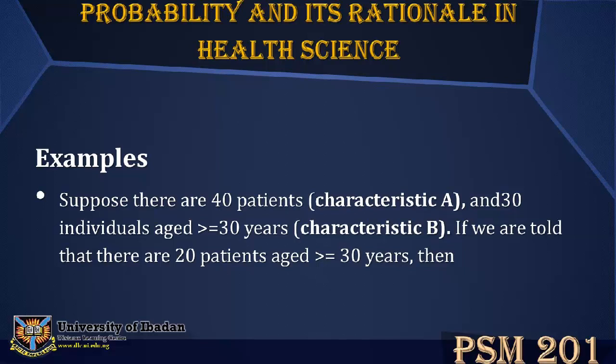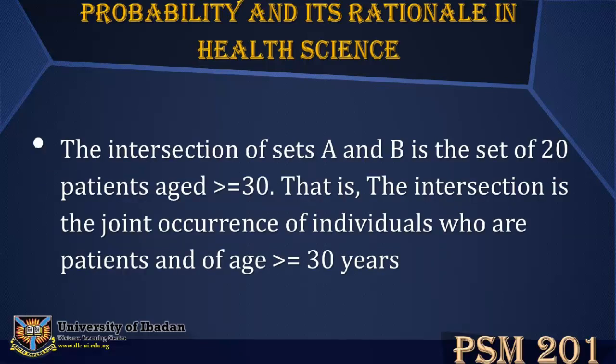Characteristic B. If we are told that there are 20 patients aged less than 30 years, then the intersection of set A and B is the set of 20 patients aged less than 30. That is, the intersection is the joint occurrence of individuals who are patients and of age less than 30 years.